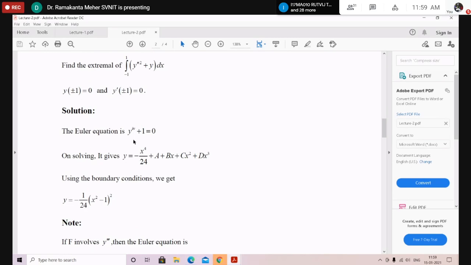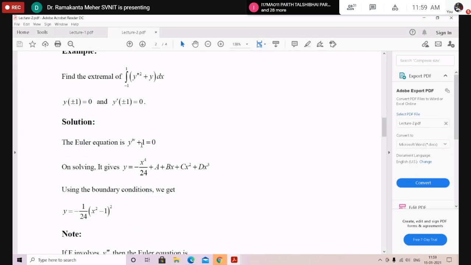If you find the Euler equation here, del f by del y is 1. Del f by del y dash is 0. Del f by del y double dash is equal to 2y double dash. So when we find the d2 by dx square of this 2y double dash, it becomes 2 into d4y divided by dx4. This plus 1 is equal to 0. I think this becomes half after some time. So y iv equal to minus half.